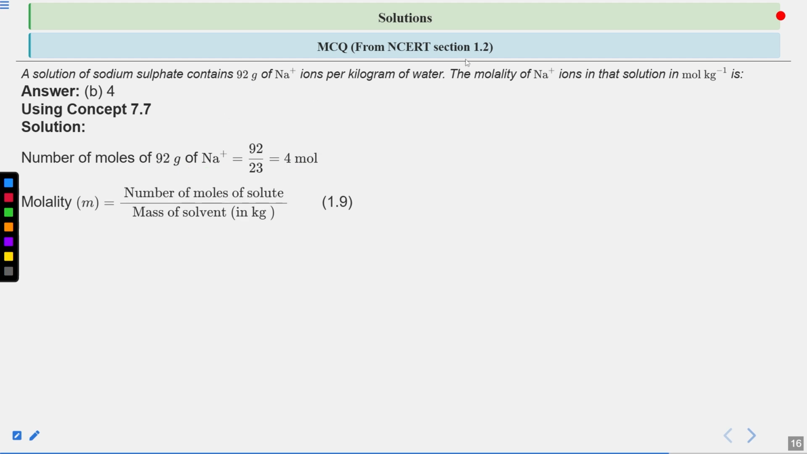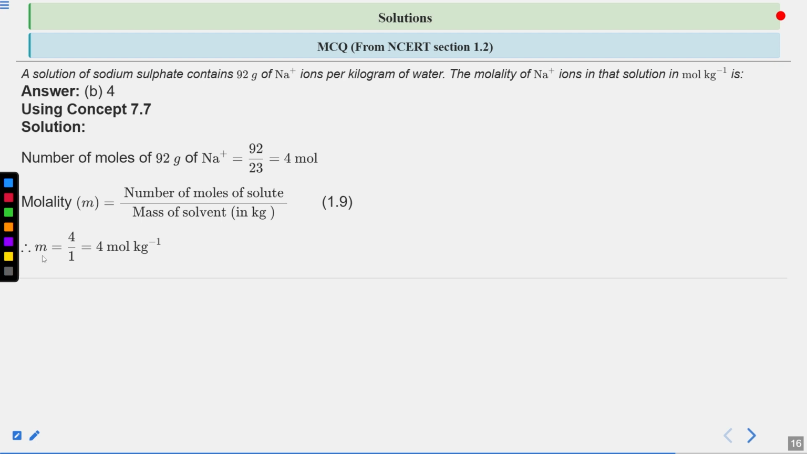Now, you have to identify the molality of sodium positive ions. Molality is defined by the number of moles of the solute divided by the mass of the solvent in kg units. This is equation 1.9 given in our NCERT textbook. So you have to tell the molality of the Na positive ion. The number of moles we just calculated is 4, so we put the 4 here in the numerator and divide by the mass of the solvent.